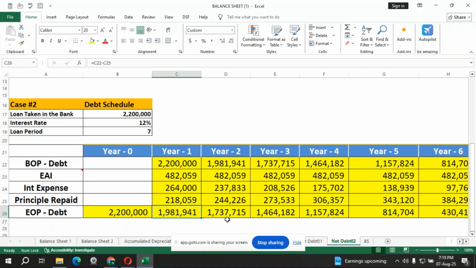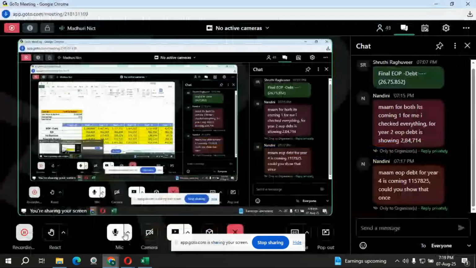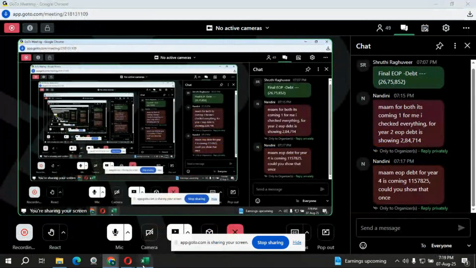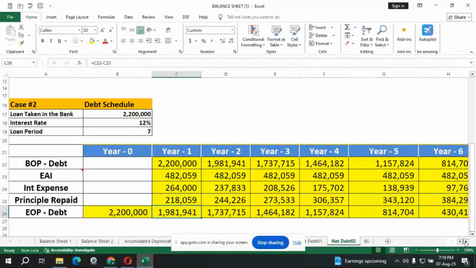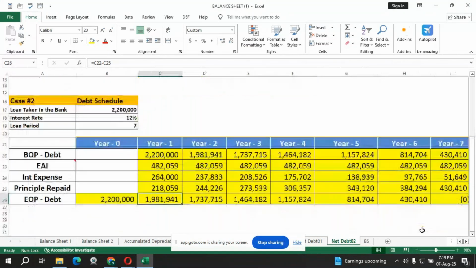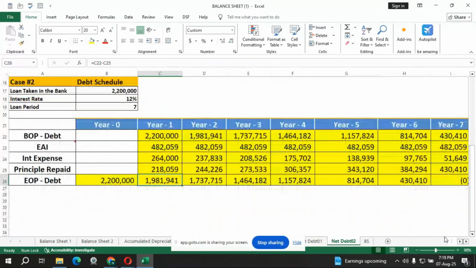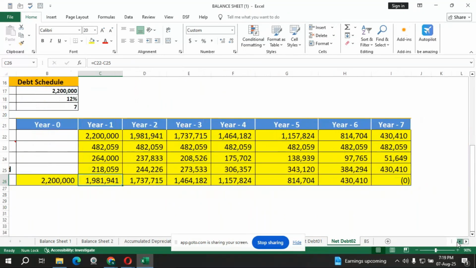There it was only 4 years. Here it is 7 years. That's all. That's why I've put up the answers here. You can just check once. So it will help you when you are solving. Wait, I'll just, yes. Just decrease the zoom a little so that it will be useful for you.